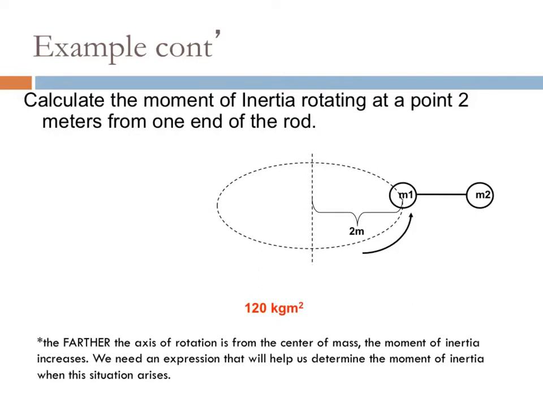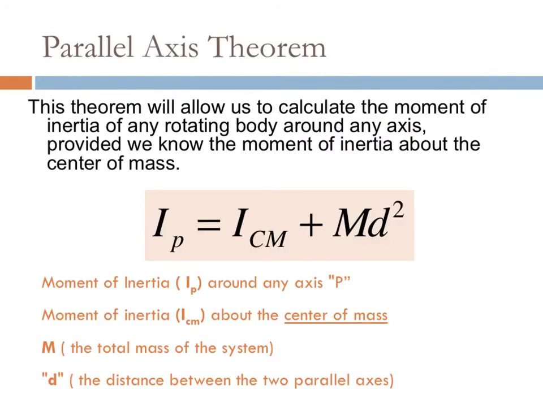What we can see from this is that the farther the axis of rotation is from the center of mass, the greater the moment of inertia. So we need an expression that will help us determine the moment of inertia anytime that our axis of rotation is away from our center of mass. This equation is known as the parallel axis theorem.